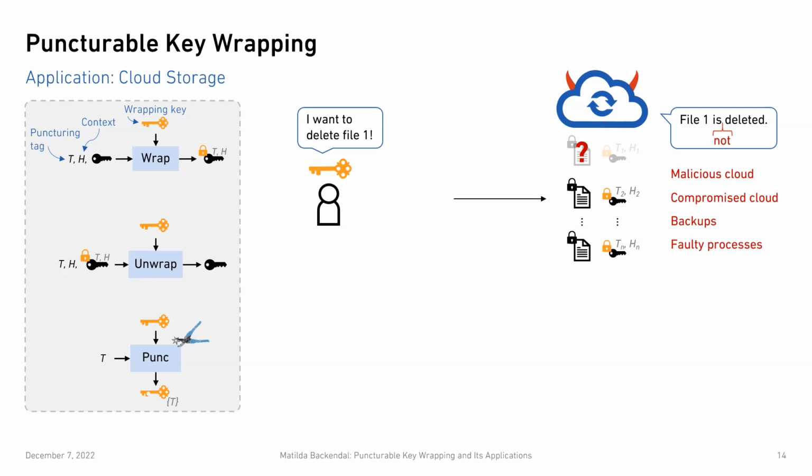So this is not great. We have the same problem as before. If the user's wrapping key is compromised, then all of the files, including the deleted one, are potentially vulnerable. And this is not what we wanted, right?